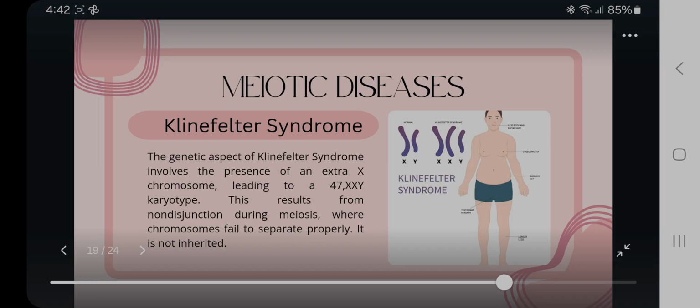It could result in tall stature with long limbs, as seen in the picture, and reduced muscle mass as well as reduced body hair and enlarged breast tissue. It can also result in delayed speech and language development and learning difficulties, especially in reading and writing. However, unlike those diseases that we saw in mitosis, this one is not inherited.